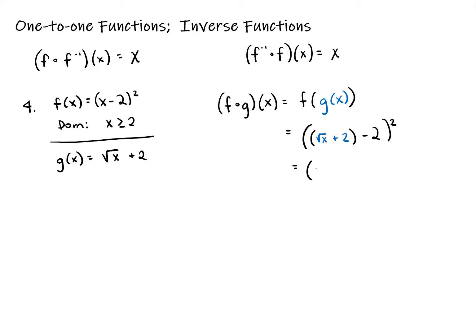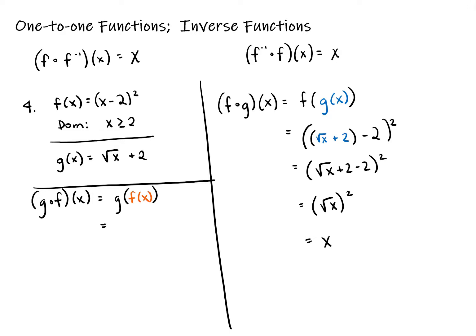Simplifying this, I get the square root of x plus 2, minus 2, squared, and that's going to cancel out. And then the square root of x squared gives me x. So you can see that my input was x and my output was x. Let's do this again, composing them the other way around.